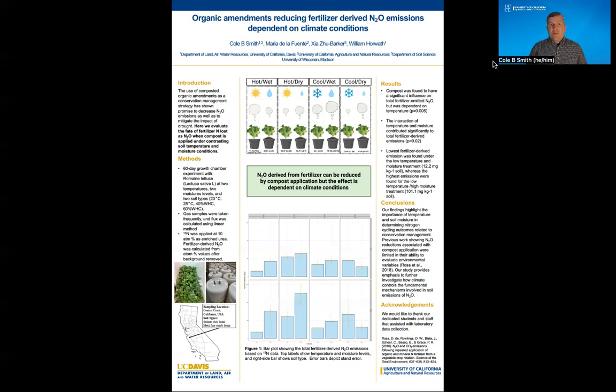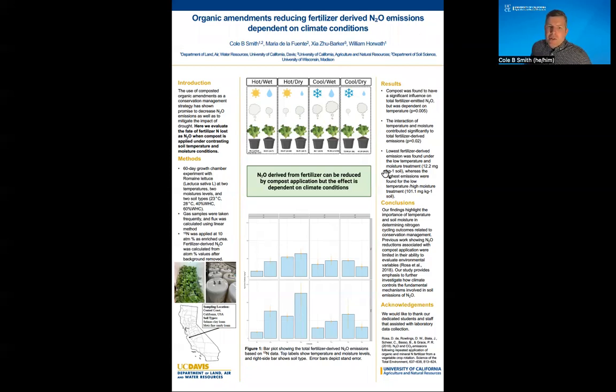To better understand the fertilizer component of the total N2O pool, we used 15N labeled urea. We applied this urea pre and post planting. We then calculated the fertilizer-derived N2O emissions using the 15N enrichment values.